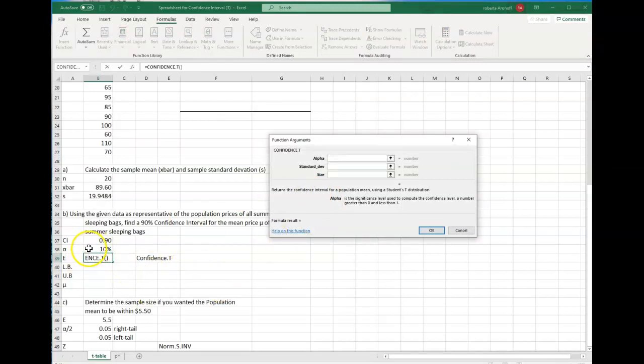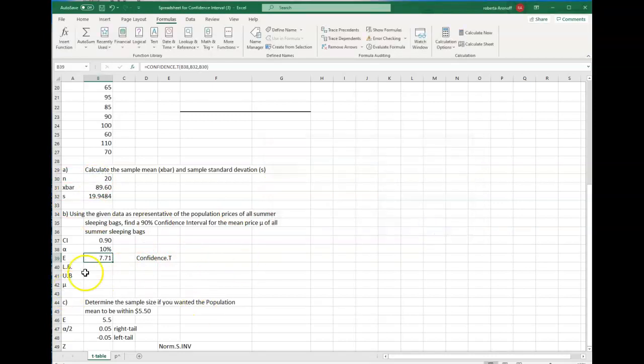We have our alpha, which is the total area on the left tail and the right tail. We're taking the standard deviation of our sample and our sample size, which is 20, so it's going to calculate the S of X bar. That tells us that our margin of error is $7.71, which tells us that the population mean could be $7.71 less than the $89.60 or larger than the $89.60.